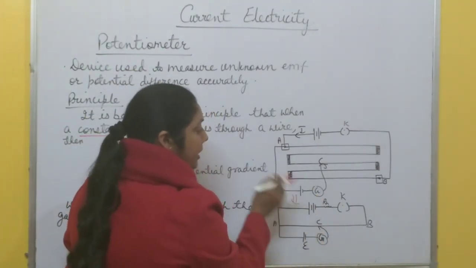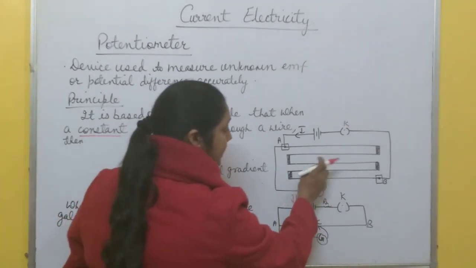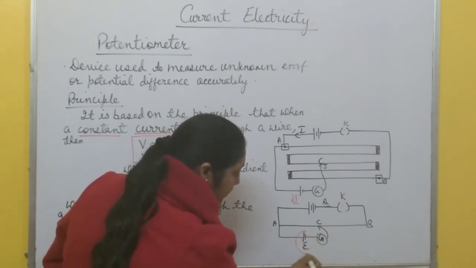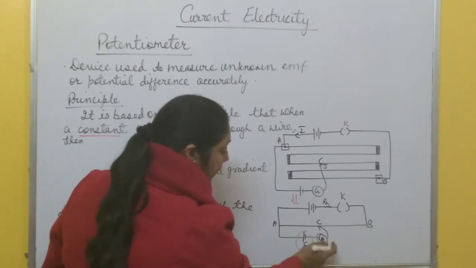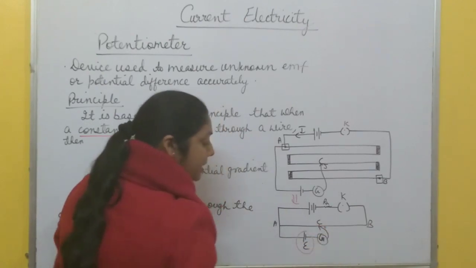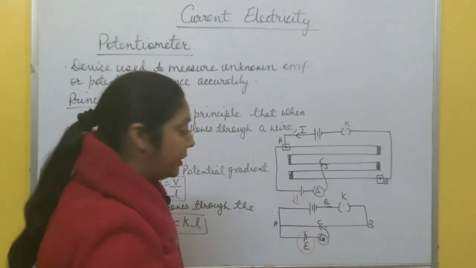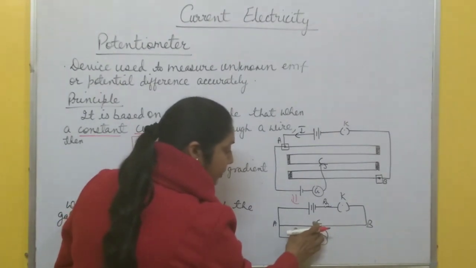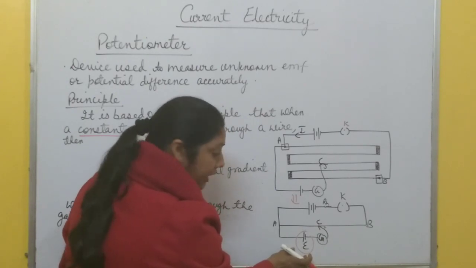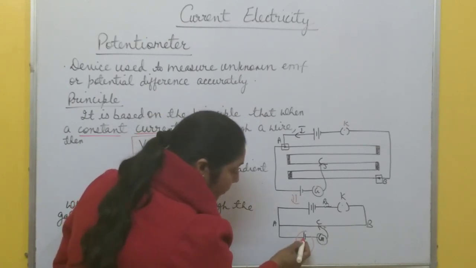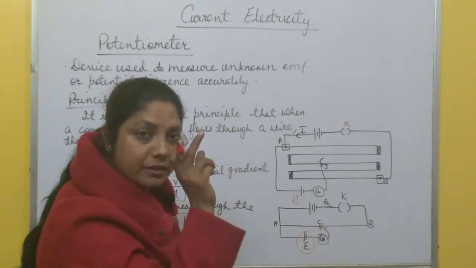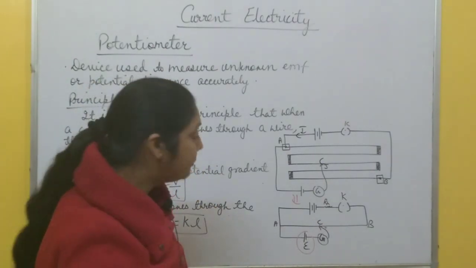So how do you calculate? Suppose you slide the jockey over this wire between A and C. This is the unknown cell whose EMF is to be determined, and this is the galvanometer. Suppose at point C, the galvanometer shows no deflection. It means between A and C, whatever is the potential difference, that is the EMF of the cell E, because one end of this cell is connected to point A, another end to point C. When no current flows, the potential difference along the terminals is the EMF of the cell.